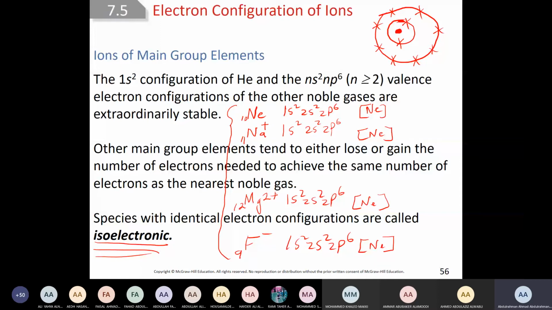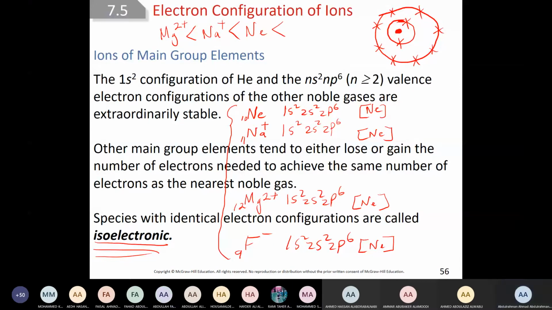Which one will be the smallest in size? The one with more protons. Excellent answer. This means which one of these 4 is the smallest in size? Mg. Mg2 plus, not Mg, Mg2 plus, because they have the same electronic structure. And what will be the next one? Na plus. And then what's the next one? Ne.